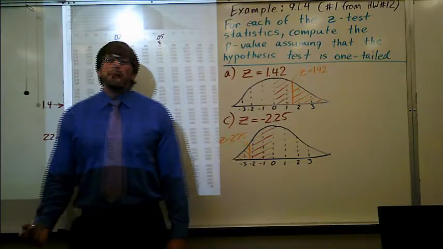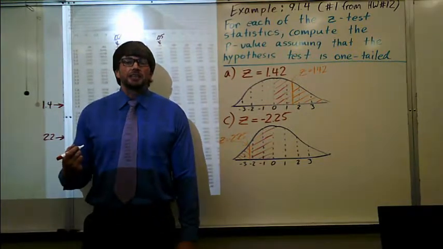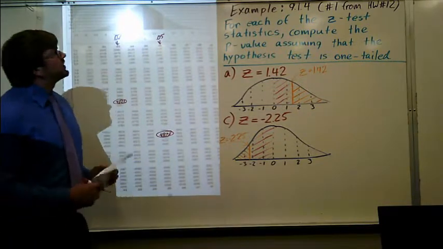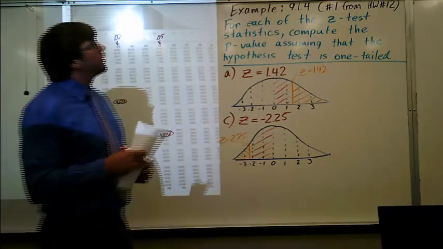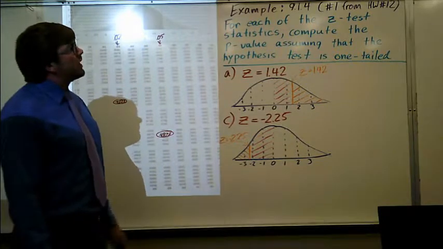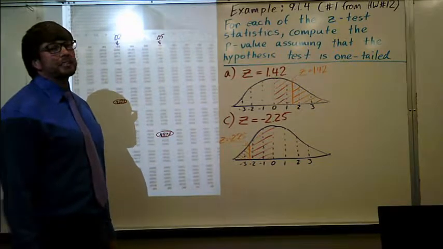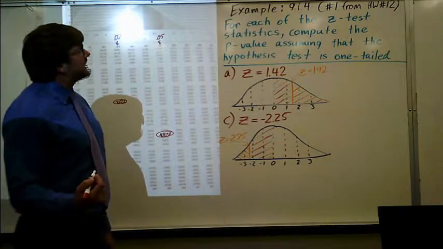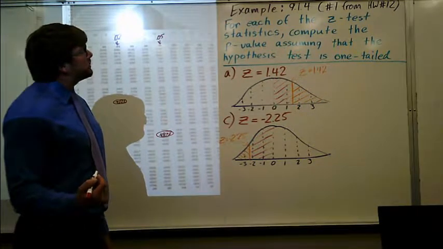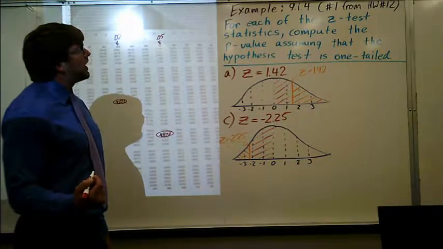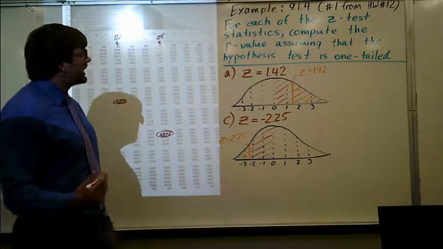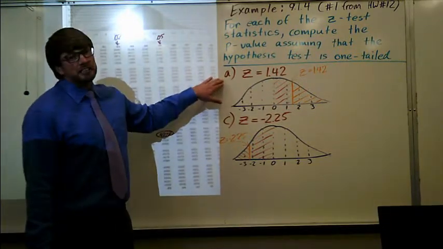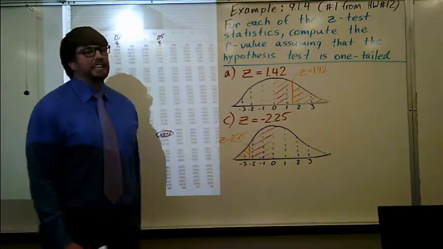All right, so I want to get started by looking at some example problems. We're going to start off by looking at 9.1.4, which is number 1 from your 12th homework assignment. It reads, for each of the z-test statistics, compute the p-value assuming that the hypothesis test is one-tailed. There were parts A, B, and C, but A and B were pretty identical, so we're just going to do parts A and C for this video right now.